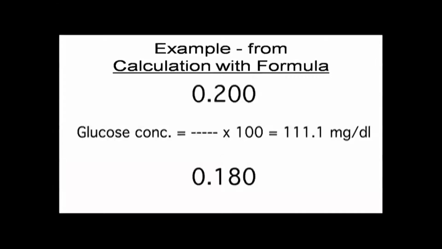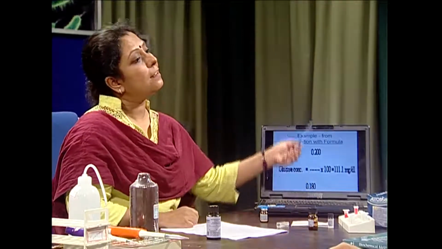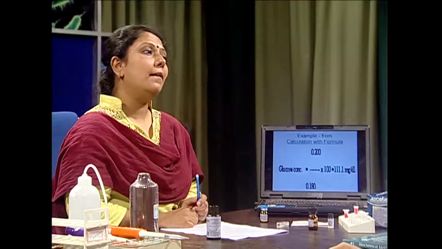So let's take the OD of the unknown as 0.2 and the OD of the 100 microgram per deciliter glucose as 0.18. So from here we can get the concentration of glucose in blood, that is 111.1 milligram per deciliter. If it is taken in microgram, that will be microgram. If it is taken in milligram, the value will also be at the milligram level.